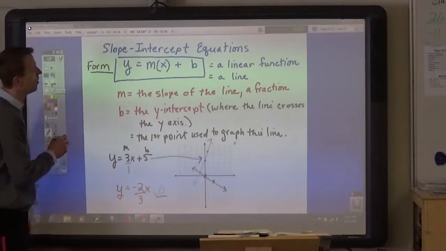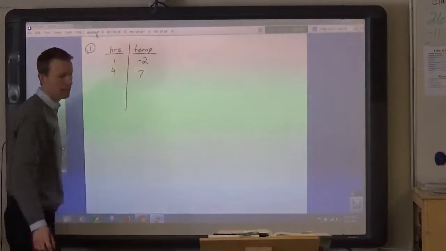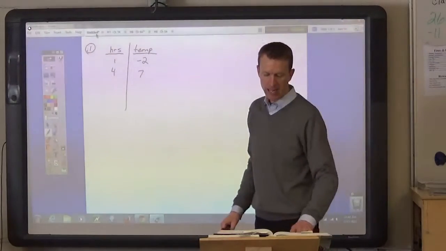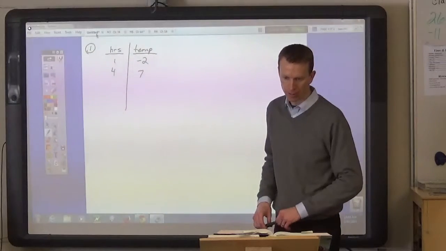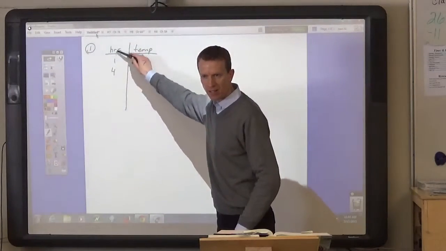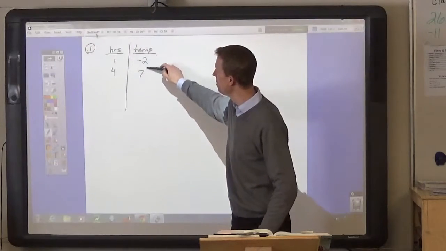Now, let's see, that's for tomorrow's lesson. Let's go to your lesson today. Look at number 1. You're given that table on page 312. You've got the x values on this side. Time is the independent variable, and the temperature is the dependent variable.